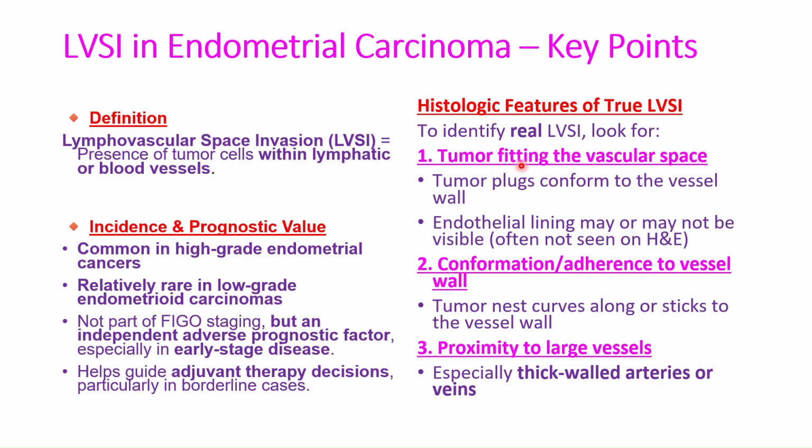So first is tumor filling the vascular space. So tumor plugs conform to the vessel wall. Endothelial lining may or may not be visible on H&E. Second is conformation or adherence to vessel wall. So the tumor nest curves along or sticks to the vessel wall, or is in proximity to a large vessel, especially thick-walled arteries or veins.